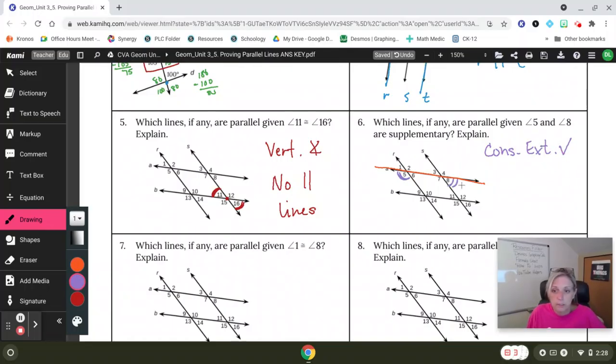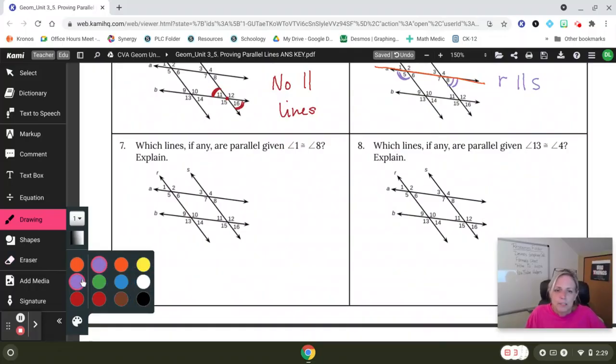I know that 5 and 8 are consecutive exterior angles, and those consecutive angles are always supplementary, so they are true. That does work. They're not telling me they're congruent. They're telling me they're supplementary. So that means that if A is my transversal, that means that R and S have to be my parallel lines. So R is parallel to S.